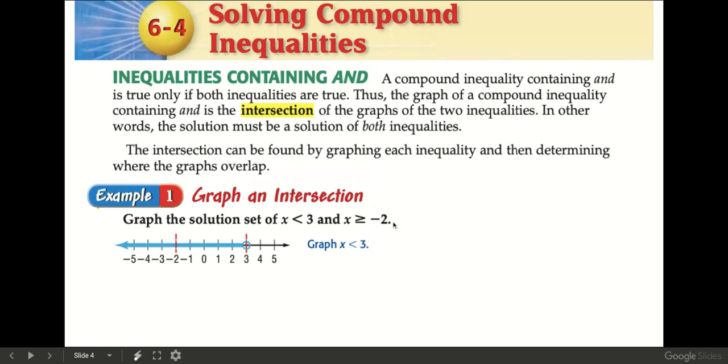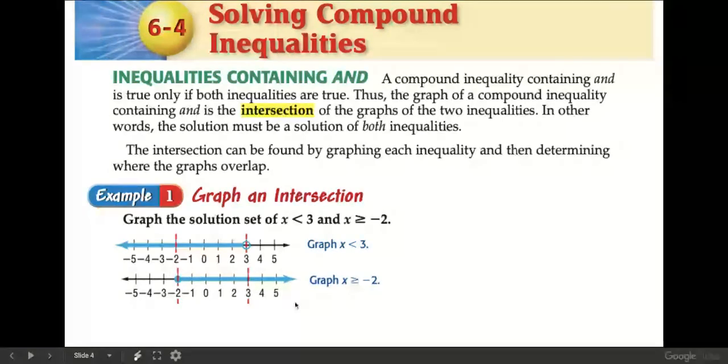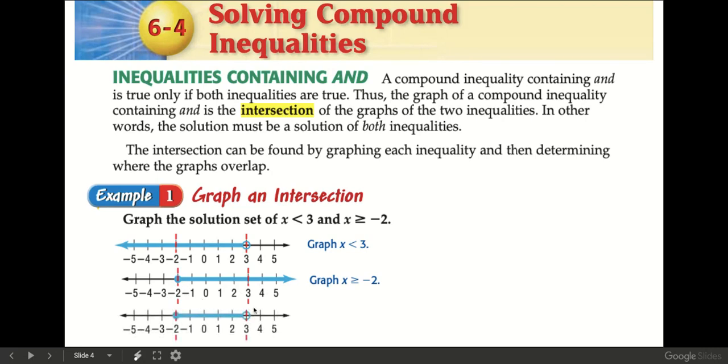Next I'm going to graph x is greater than or equal to negative 2. Here my graph on the number line shows every number greater than negative 2, also equal to negative 2, hence the filled-in closed circle at negative 2, because it can equal negative 2. The intersection of these is where the two overlap. This one goes this direction, this one goes this direction, and if you notice, they overlap in these numbers right here. So my solution set would look like this.